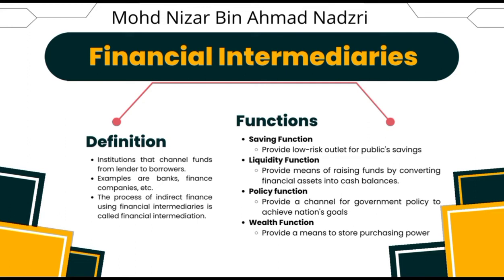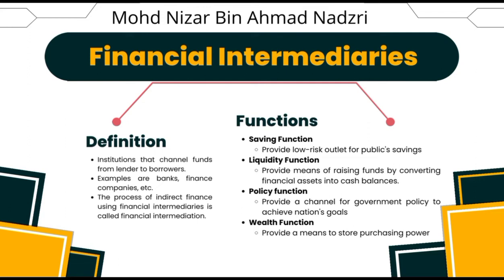And then financial intermediaries also help the government in terms of the policy function. The policy function can be defined as providing a channel for government policy to achieve the nation's goals. So when a government wants to achieve a certain financial goal, such as high employment, low inflation, sustainable economic growth, and a favorable international payments position, financial intermediaries have the ability to provide an avenue for the government to achieve this policy.